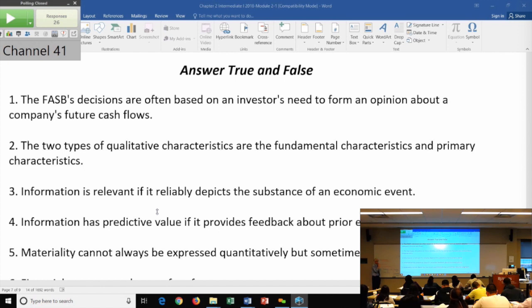If it provides feedback, well, that's absolutely not true. Relevance has 3 characteristics, right? It's got to be predictive value, confirmatory value, and materiality. So predictive value is not feedback. That's the second. This would be confirmatory. Feedback would be confirmatory. And so that would be false. And 5, we know that materiality does not have to be expressed quantitatively. It could be qualitative as well.